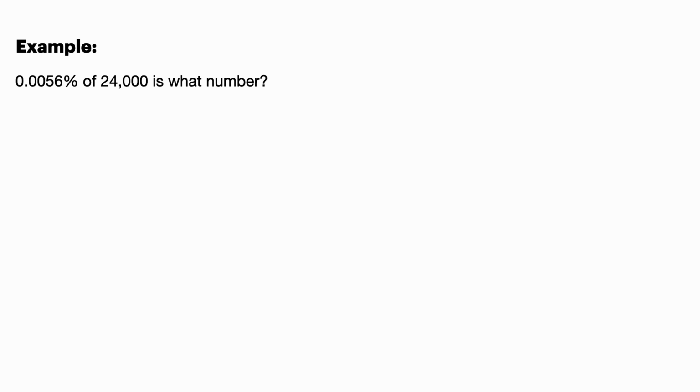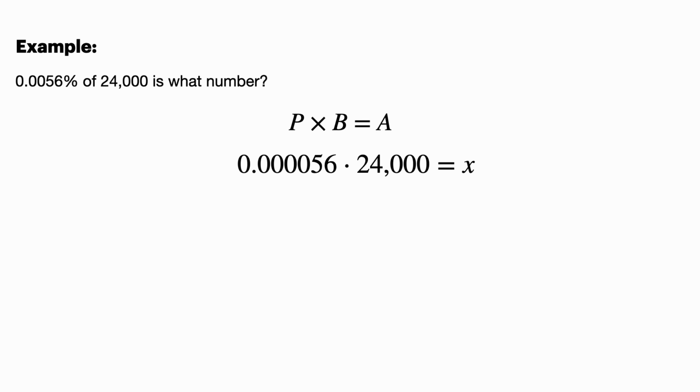What is 0.0056% of 24,000? What number is that? So let's set up our equation. Percent times base equals amount. So the percent is obviously that 0.0056%, but I have to move the decimal place because they gave me a percentage. So I have to move the decimal place 2 places to the left. I multiply it by 24,000, and that is going to be the amount.